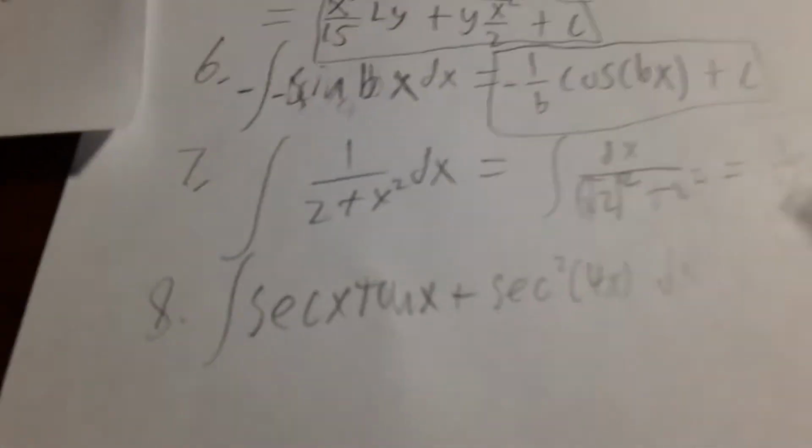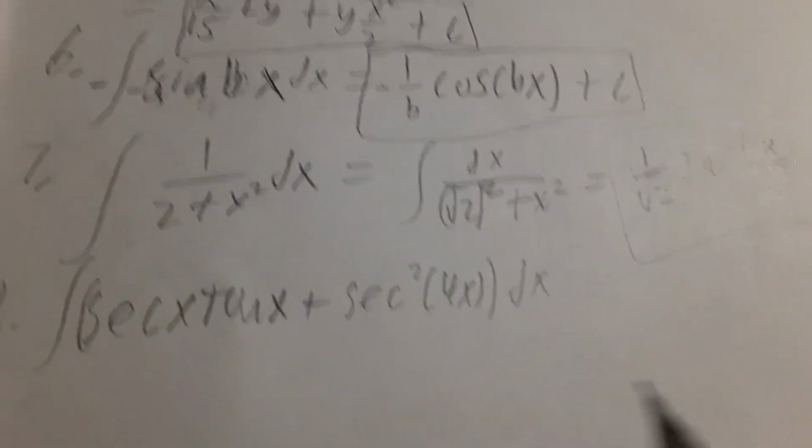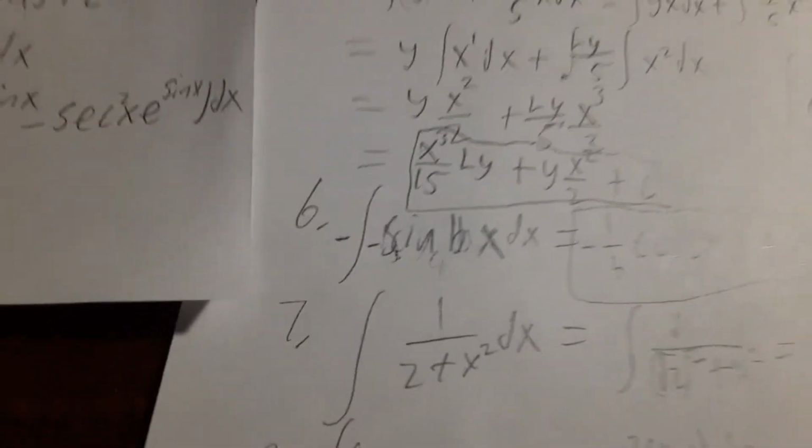That's our answer. The next one is going to require some knowledge of trig derivatives, but it should be simple work. The integral of secant x tangent x plus secant squared 4x dx. So technically you should put parentheses, but no one really cares about whether or not you put parentheses around it. Once you put the dx, it's basically assumed that it's the entire thing in between here and the integral sign.